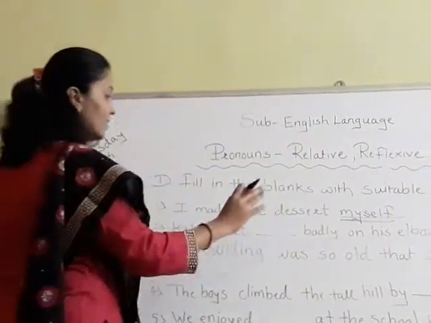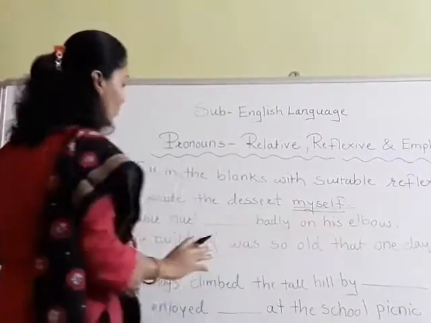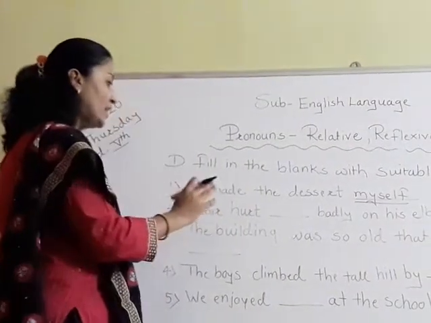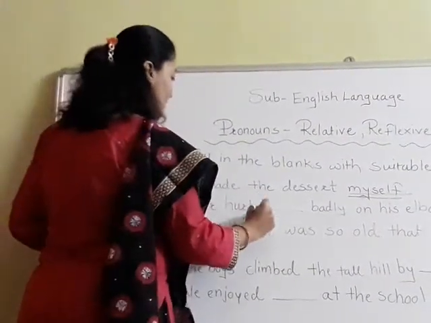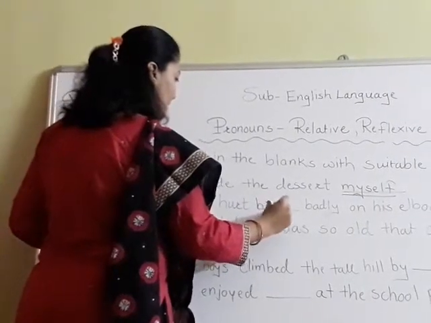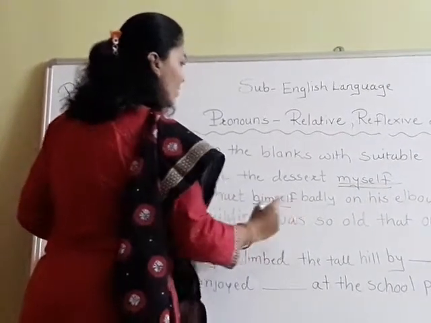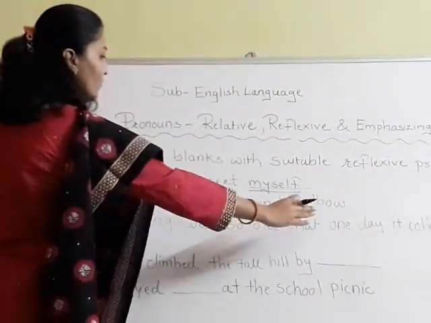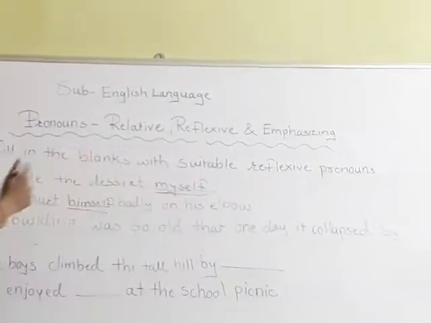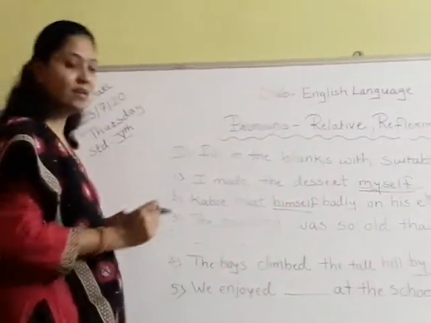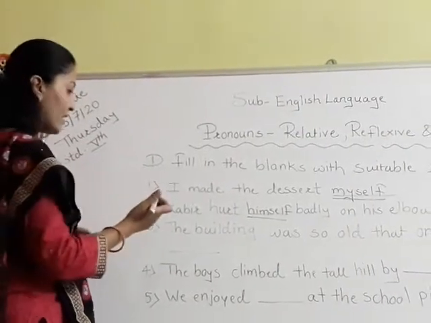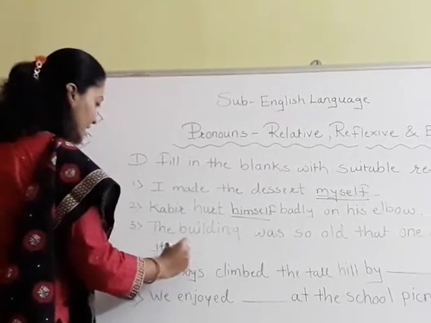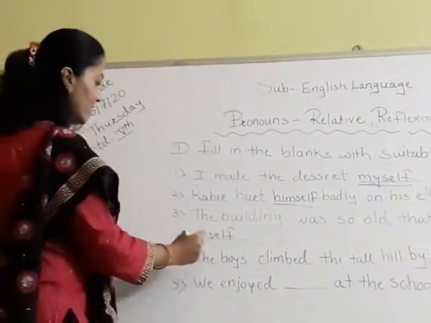Kabir hurt dash dash badly on his elbow. Kabir is a boy, so we will use here himself: Kabir hurt himself badly on his elbow. The building was so old that one day it collapsed by dash dash. Building is a non-living thing, so we will write here itself. It collapsed by itself. So that is the answer.